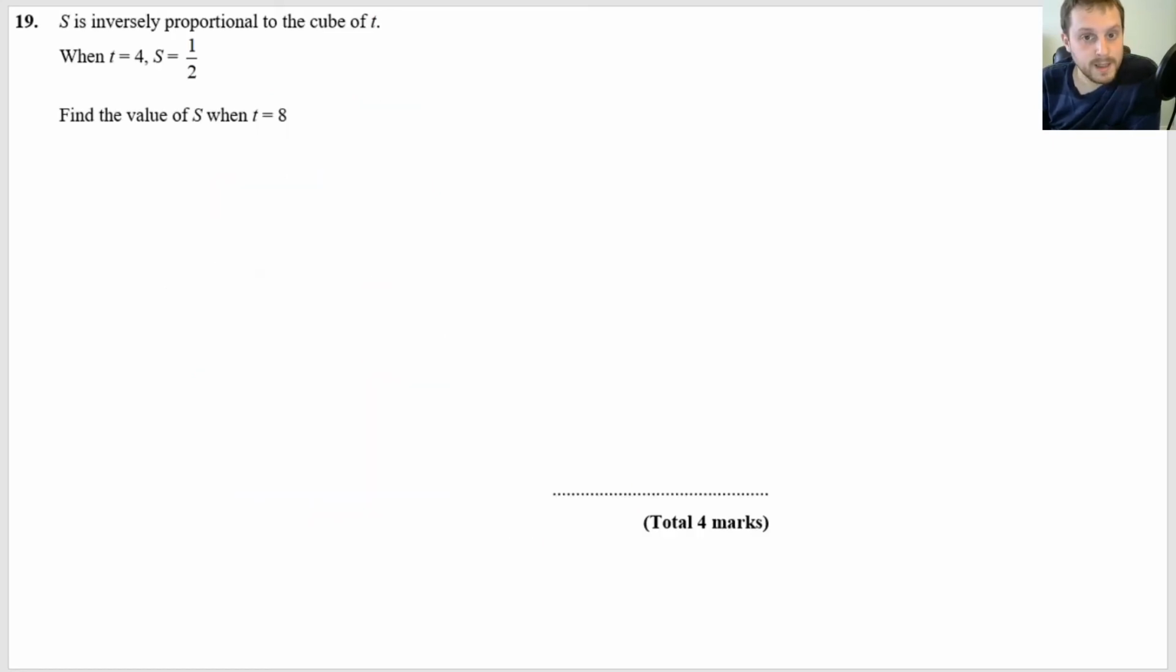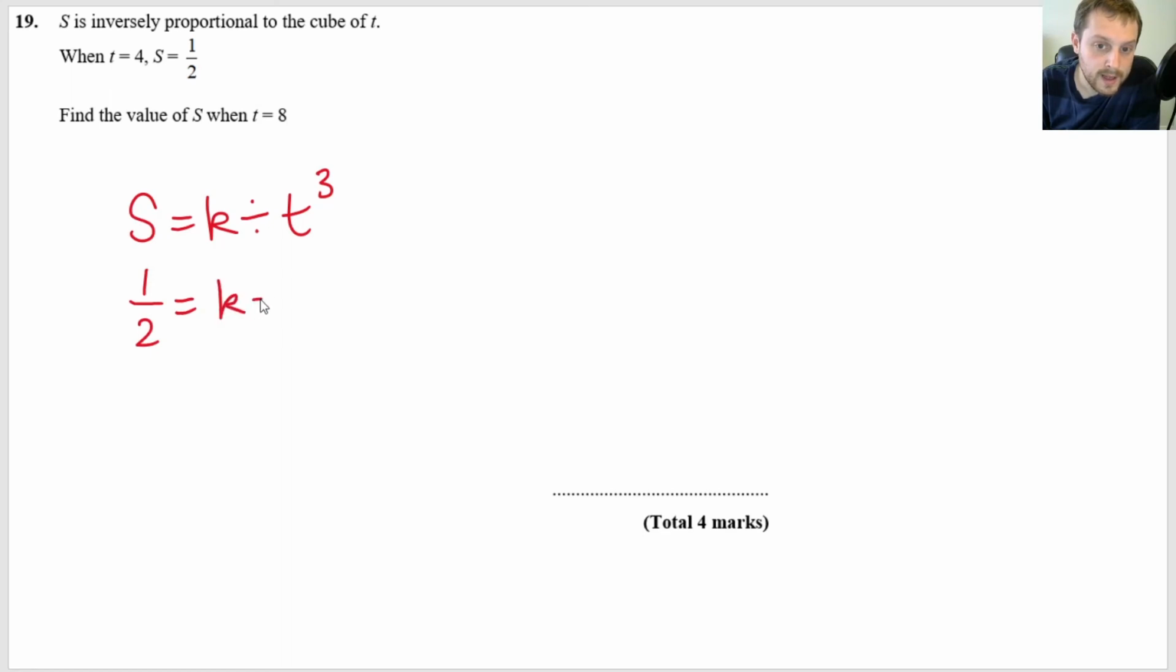Right, number 19. S is inversely proportional to the cube of t. So this means S is k divided by t cubed. That's what that means. If it was directly proportional, or just proportional, it would be k times. But since it's inversely proportional, it's k divided. And now it tells you when t is 4, s is a half. So let's write a half equals k divided by 4 cubed. So that's a half is k divided by 64, which written as a fraction is just that, by the way.